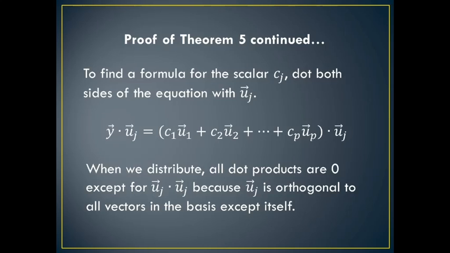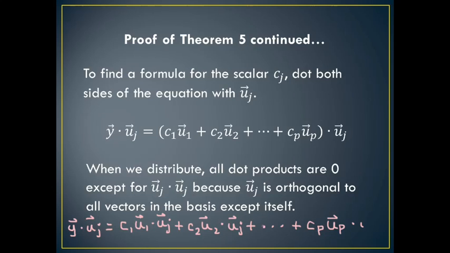Now we'll distribute, and when we distribute, all the dot products are 0 except for u sub j dot u sub j. The reason for this is u sub j is orthogonal to all the vectors in the basis except itself. That was one of our assumptions. So I'm going to distribute the u sub j here, and then all of these are 0 except for the u sub j dot u sub j. On the next slide I'm going to write what I have.